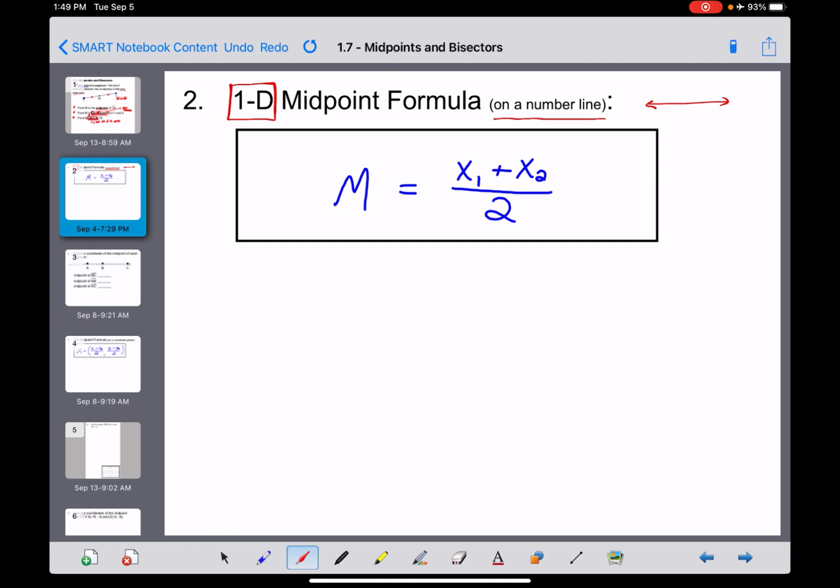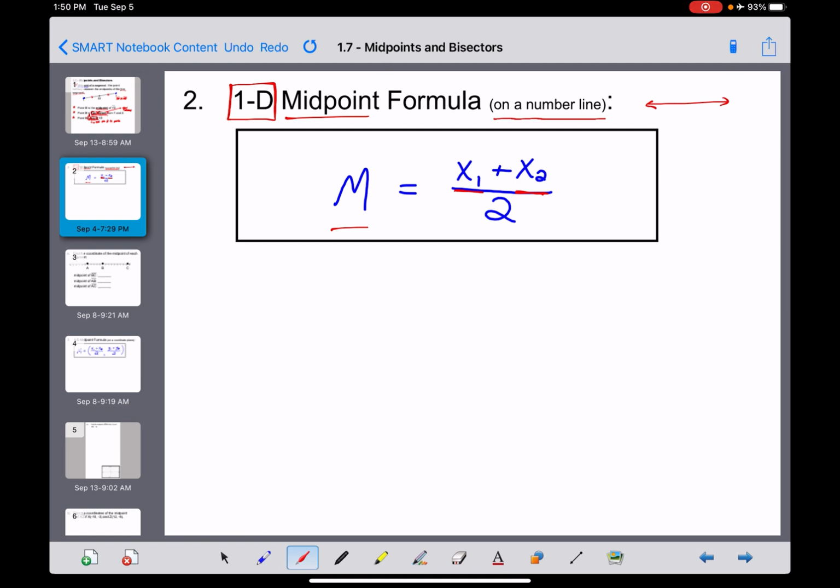And so your formula here, not even really much of a formula, M, which stands for midpoint, is equal to x sub 1 plus x sub 2, all divided by 2. Now, if that notation looks a little familiar, this is something we used with the distance formula back in section 1.4. x1 means your first x-coordinate, and x2 means your second x-coordinate.